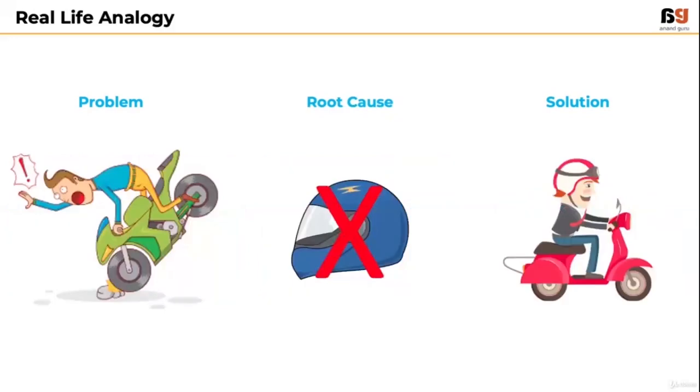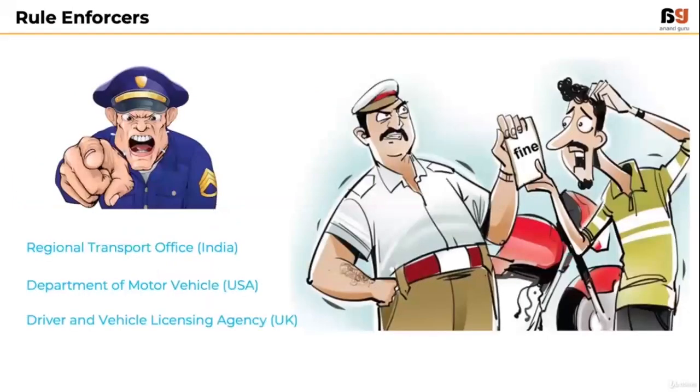So in real life, he painted a funny analogy that people, when they drive their bike, they always fall, and most times bad things happen. And they say the root cause is they don't wear their helmet, and the solution is to wear your helmet. But we all know that people don't like wearing helmets. So they get the transport officers who enforce people to wear their helmets.